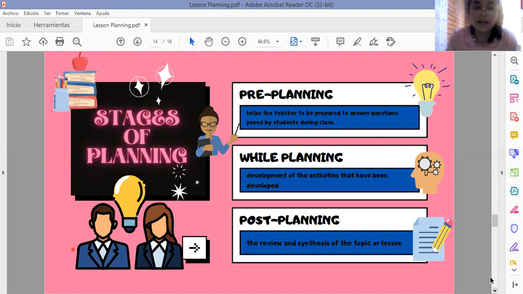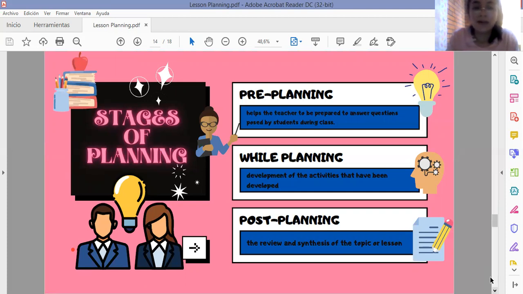On the other hand, we have the while-planning stage. It refers to the progress of the activities that have been developed and which will be carried out during the learning process. It is important to share the planning with the students during this process, as it will help to keep them more engaged and ready for the class.